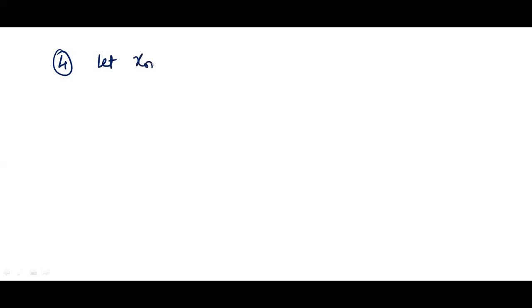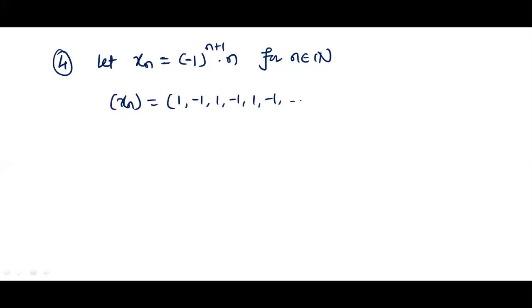Let xn is equal to minus 1 raised to n plus 1 into n for a natural number n belongs to N. Then xn is a sequence whose terms are 1, minus 2, 3, minus 4, 5, minus 6, and so on, alternating in sign.